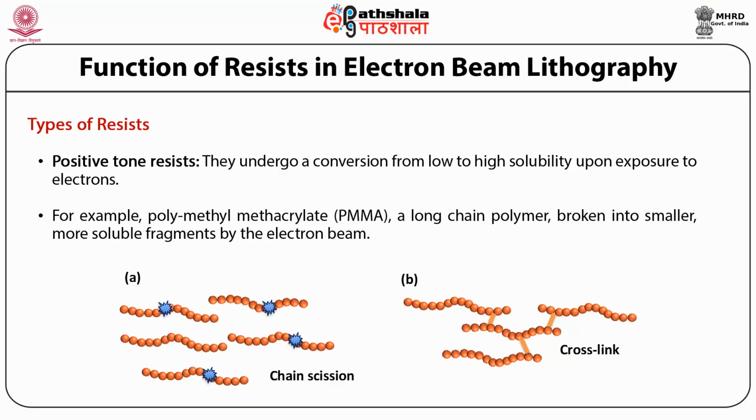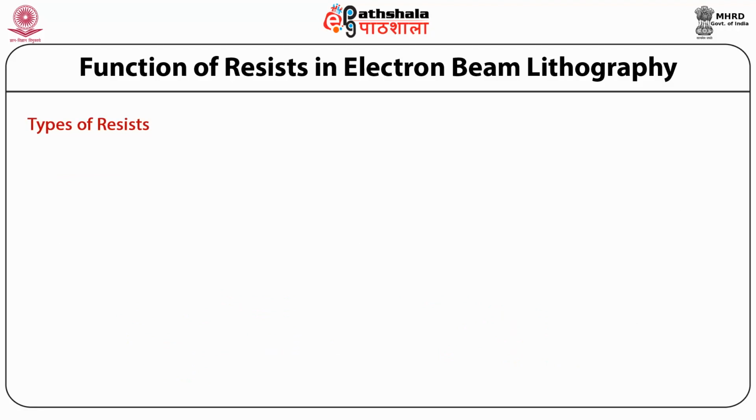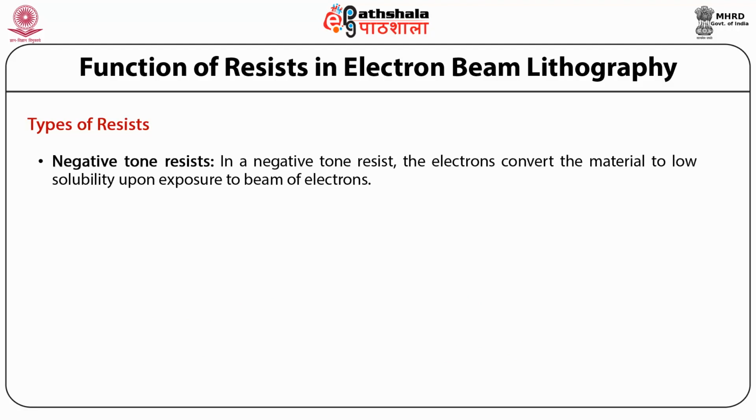Another common positive resist is ZEP520, which also consists of long chain polymers. The second type is negative tone resists. In a negative tone resist, the electrons convert the material to low solubility upon exposure to the beam electrons. After development, the exposed structure is higher than the surrounding due to cross-linking of polymer chains.